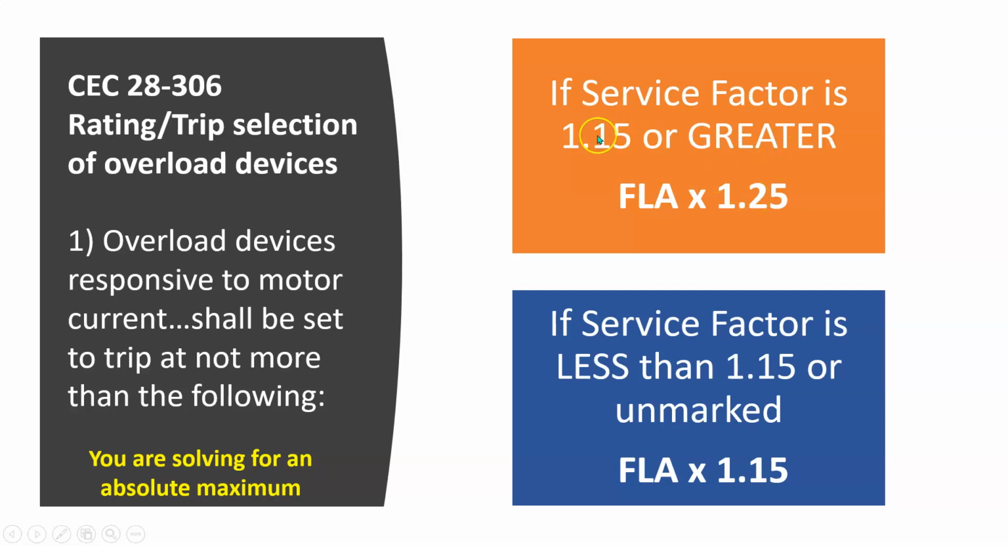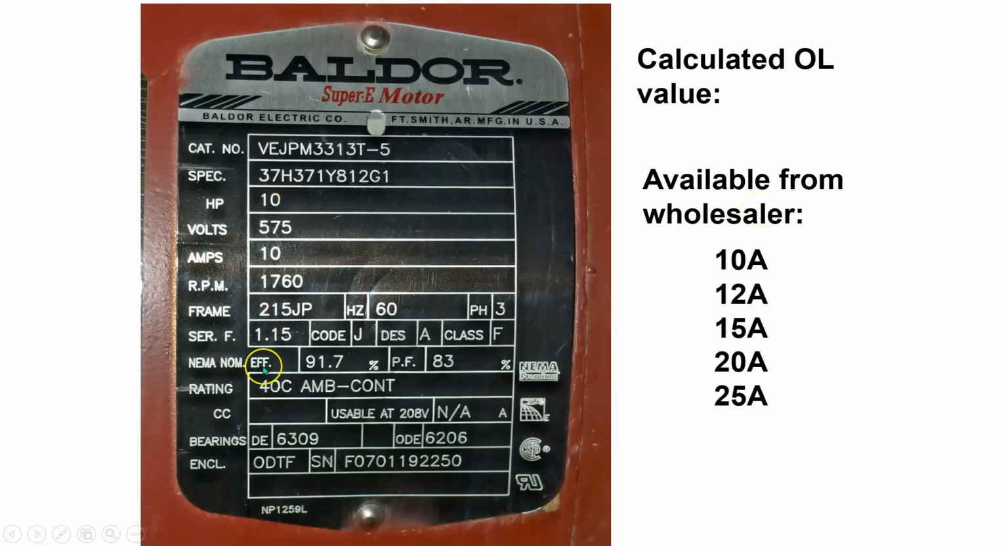Okay, 1.15 is going to be multiplied by 1.25. Or sorry, the FLA is going to be multiplied by 1.25. So for a service factor of 1.15, we can just change that into 1.25 and multiply it by your 10 amps. The current marked here is your FLA of that motor under normal conditions. So you take your 10 amps, multiply by 1.25, and you get 12.5 amps.